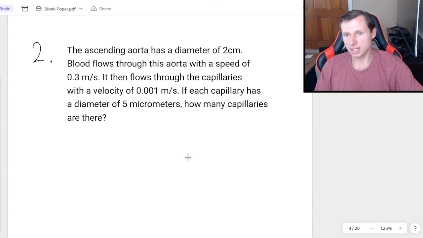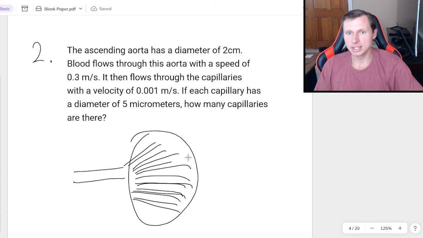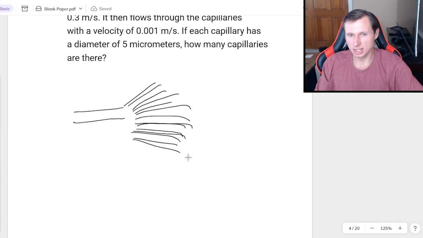So this one's interesting. If I were to draw a picture, basically what's going on is we have some tube in our body, the aorta, that's splitting off into like a million of these capillaries. Now each individual capillary is very small, 5 micrometers in diameter. However, since there's so many of them, if you were to add up all these areas together, it's actually going to be larger than the aorta, and by a lot too. But the good news is we are using the same equation, A1V1 for the aorta equals A2V2 for the capillaries.